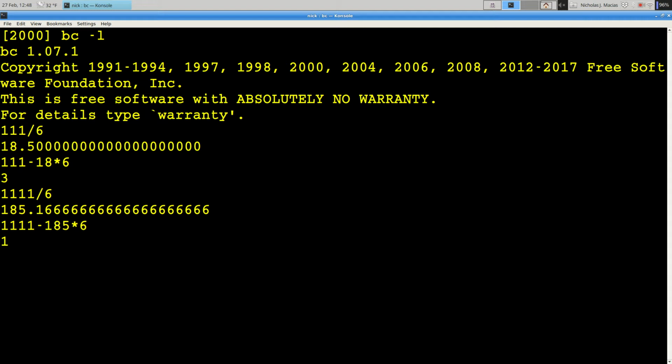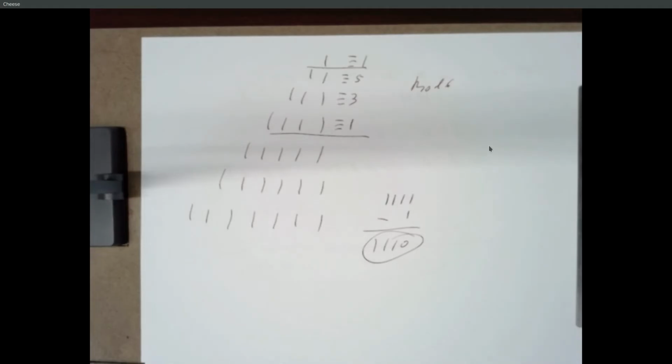So I'm going to have 7 rows, and each row is going to have a number between 0 and 5. There's only 6 possibilities. But I actually found a repeat right here. These two things are both congruent to 1. So if I subtract, that's got to be a multiple of 6. So 1111 minus 1 is 1110, which is 185 times 6.